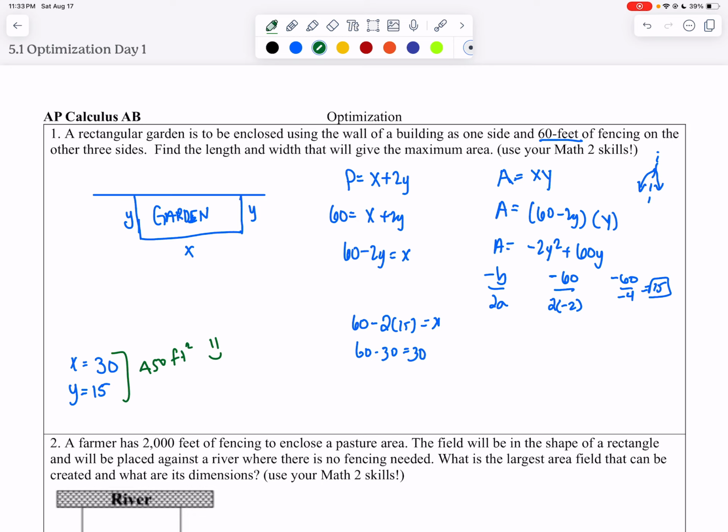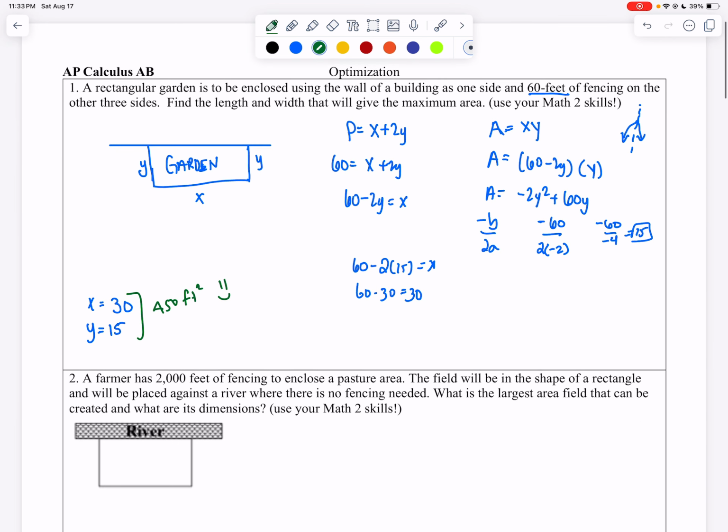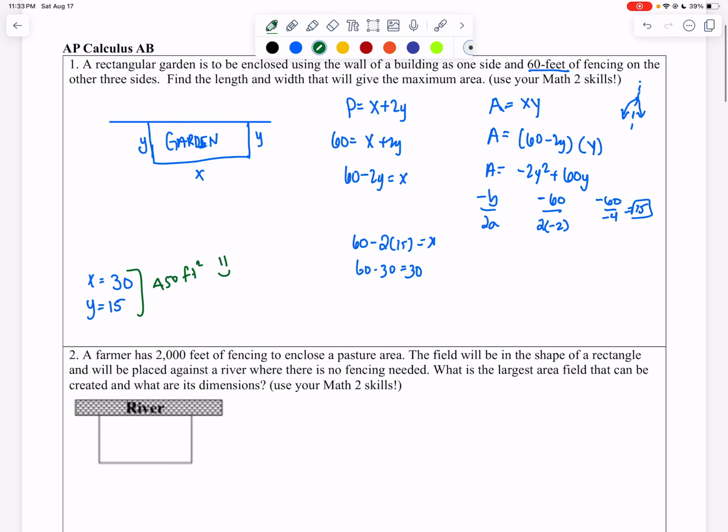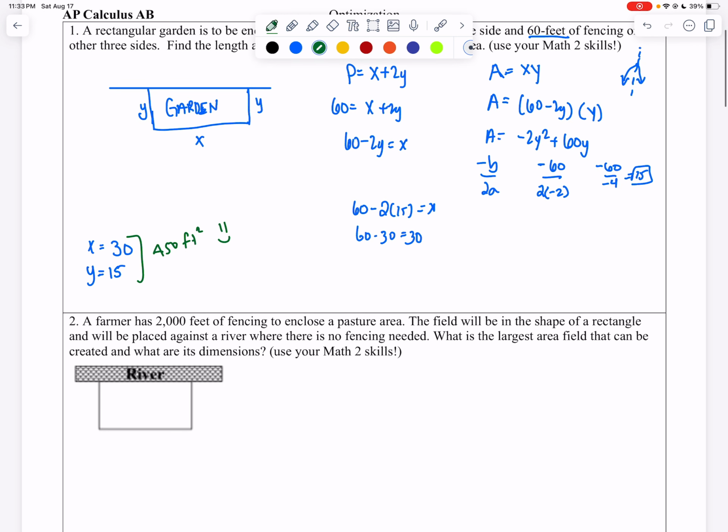Number 2 is essentially the same thing, except this time I have 2,000 feet of fencing. So instead of 60, I have 2,000. Same thing.